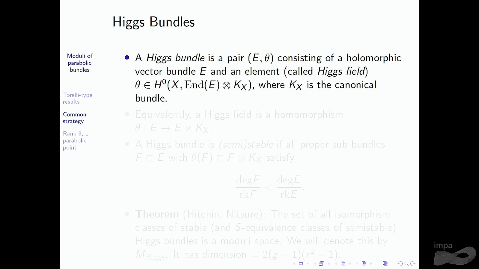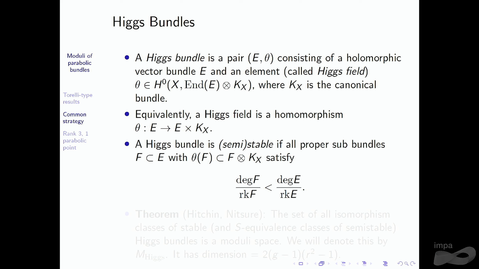Okay? So again, I have to give a few definitions, but hopefully it's not too bad. So a Higgs bundle is a pair (E, theta) consisting of a holomorphic vector bundle E, just as before, but also an element called the Higgs field in the sections of End(E) tensor K_X, where K_X is the canonical bundle. And I can think of this, which is what people do, as a homomorphism from E to E tensor the canonical bundle.